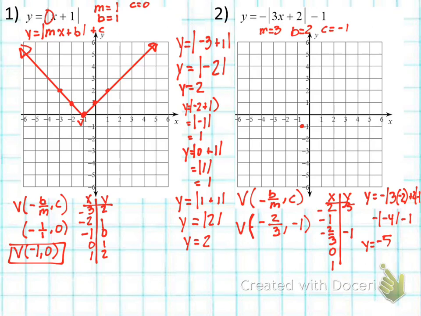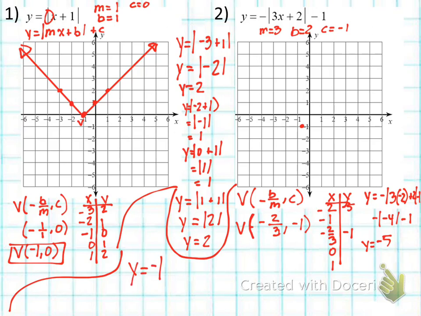Let's do that over here. I have some space over here. Actually, I don't have too much space. Y is equal to negative absolute value of 3 times -1 plus 2 minus 1. Okay, 3 times -1 is -3, plus 2 is -1. Absolute value of -1 is 1, times negative sign is -1. -1 minus 1 is -2.